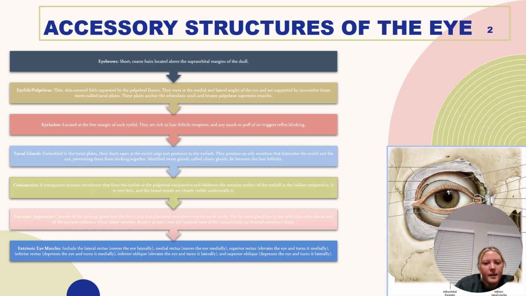Alrighty, so starting with the accessory structures of the eye, we're going to start with the eyebrows. They're short, coarse hairs that are above the supraorbital margins of the skull. And then we have the eyelids, the palpebrae, separated by the palpebral fissure, which meets at the medial and lateral angles of the eye. They are thin, skin-covered folds supported by connective tissue sheets called tarsal plates. Those anchor to the orbicularis oculi and levator palpebrae superioris muscles that work within the eyelid.